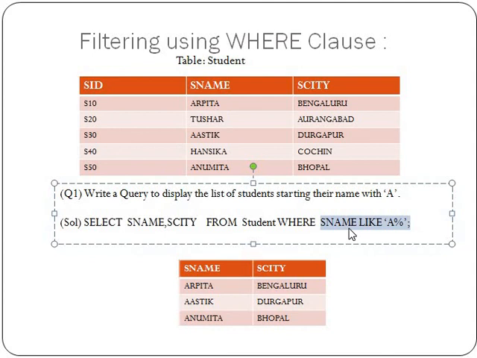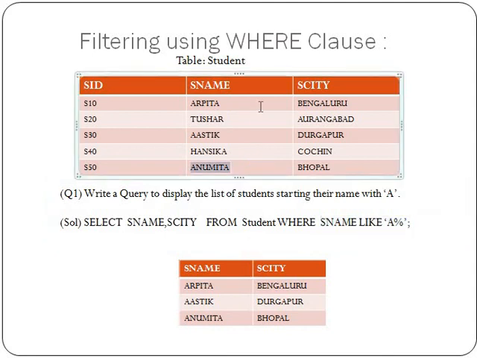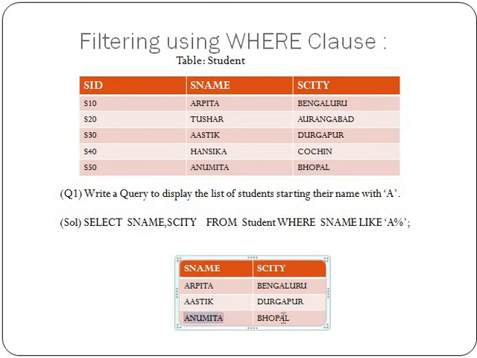Now the next student name, if it has to be like A percentage, if we check it in this table, it's Anumita. Here A is the starting letter and NUMITA is denoted as percentage. So A is the first letter and the remaining letters NUMITA are denoted by percentage, and this gives Anumita and Bhopal as the third entry in the output table.